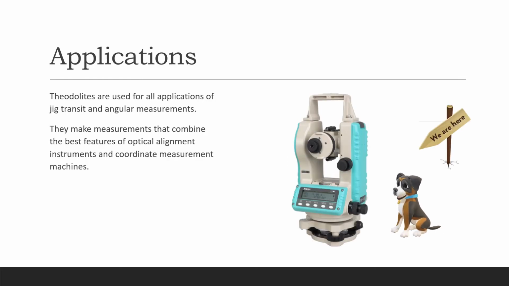Application. Theodolites are used for all applications of jig transit, or measuring planes and angles and angular measurements. They make measurements that combine the best features of optical alignment instruments and coordinate measurement machines. So that's what we use the theodolites for.